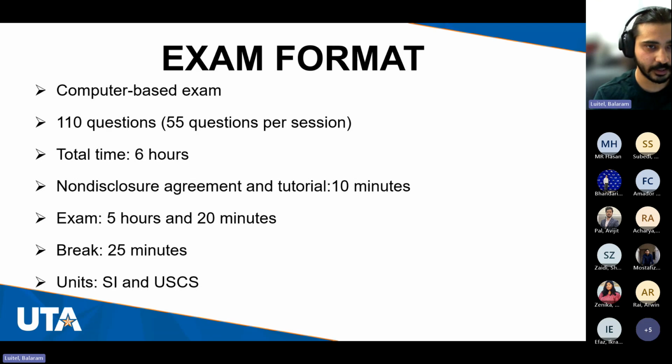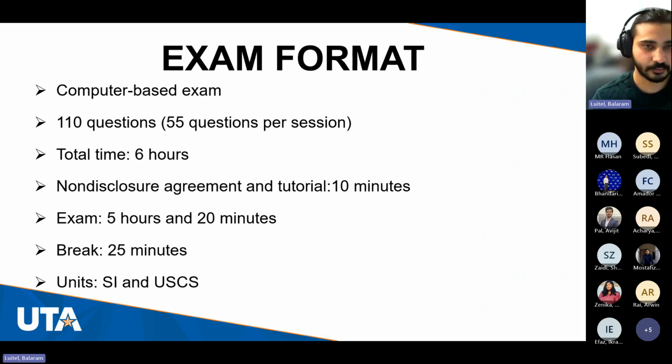You'll have a scheduled break after the first session of 25 minutes. You can choose not to take it, but it's wise always to take a break for 25 minutes. You don't have to take the break for the whole 25 minutes. If you want to get back early, you can get back early as well. But you can take a break up to 25 minutes, go out, use the restroom, get refreshed. If you want to have some snacks, you can have snacks, and then start fresh again.